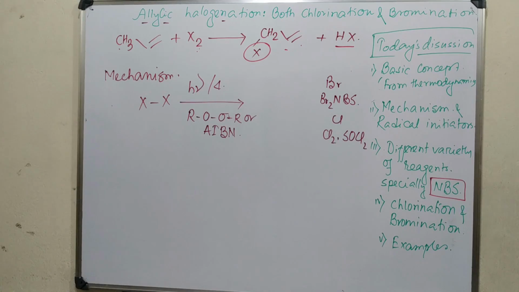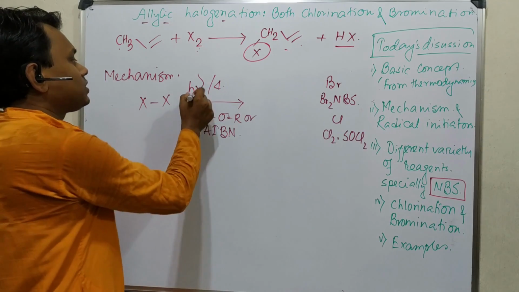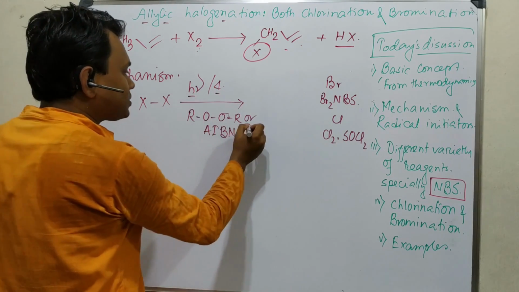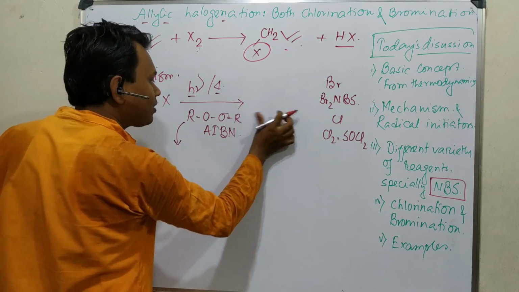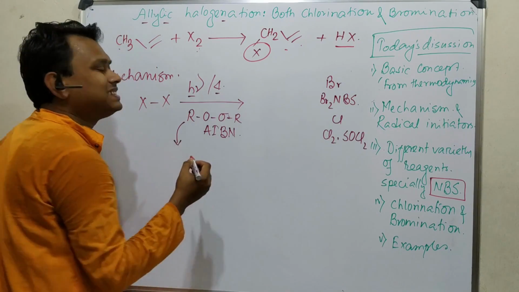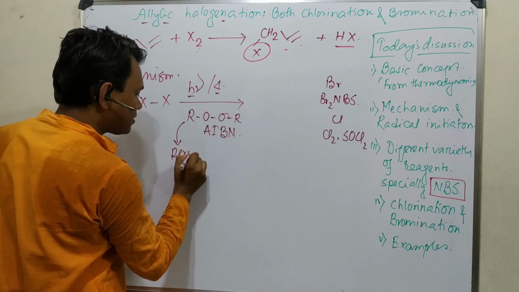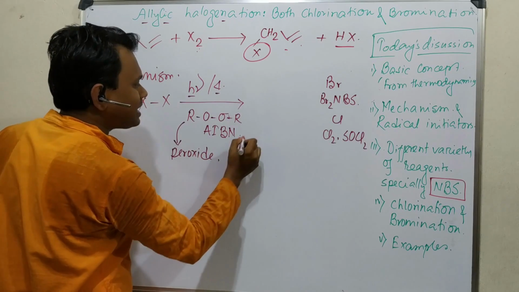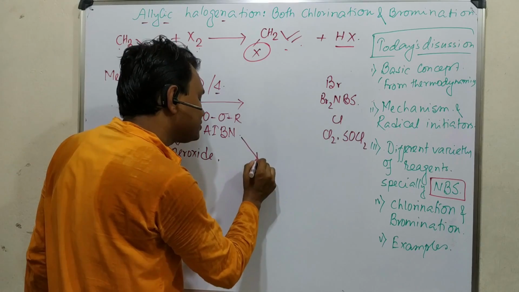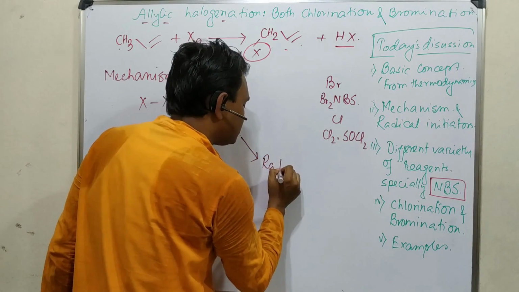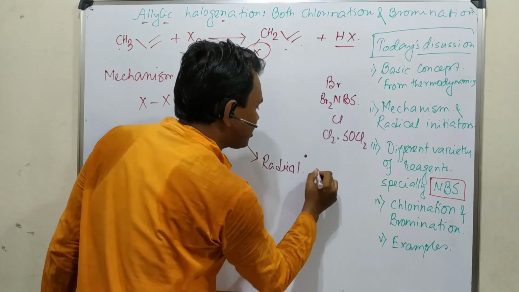So you can see the mechanism happens in presence of light or heat and in presence of a radical initiator like a diperoxide. This ROR you can consider a peroxy ether, this is a peroxide, and this is AIBN, an azobisisobutyronitrile. Ultimately both produce radicals, and this radical we can consider as R dot.